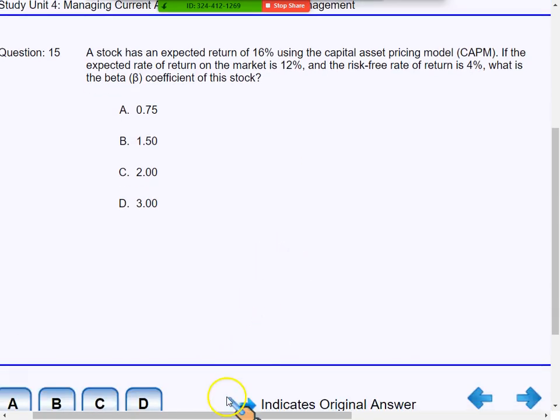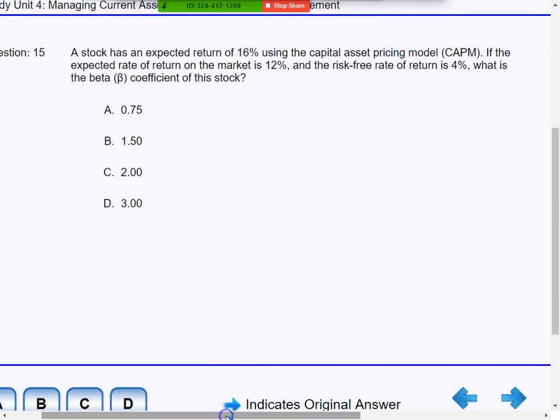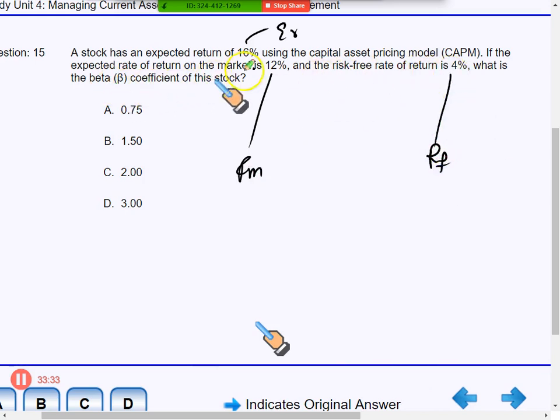Question number 15. A stock has an expected return of 16%, that is ER, expected return 16, using the capital asset pricing model. If the expected return on the market is 12%, which is RM, and the risk-free rate is 4%, which is RF, what is the beta coefficient? You simply have to plug these numbers in the formula.